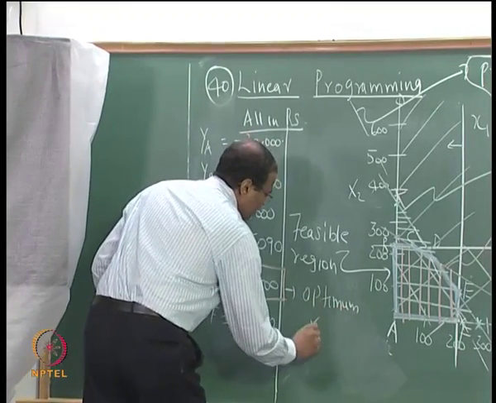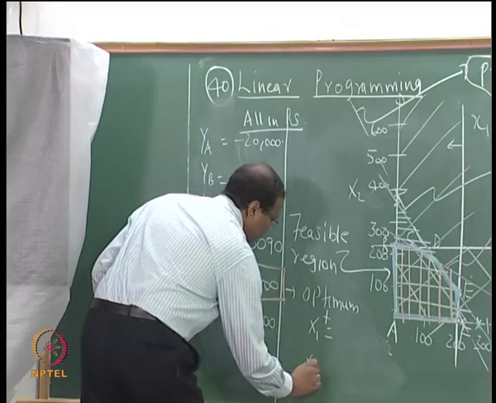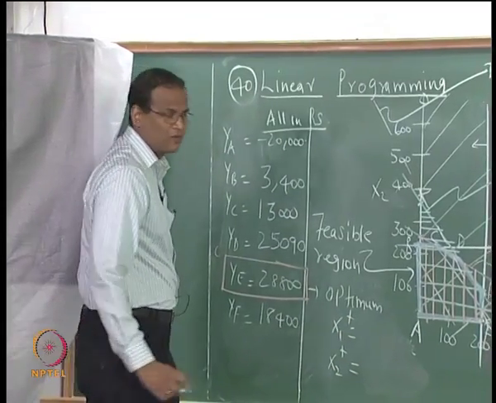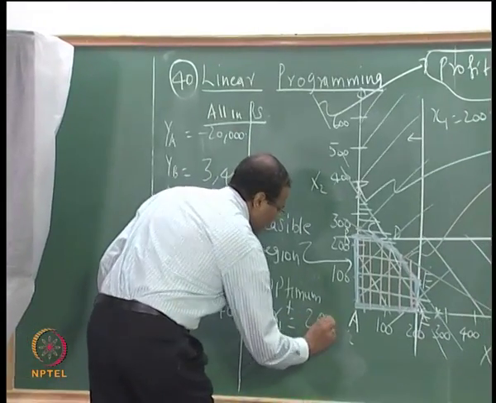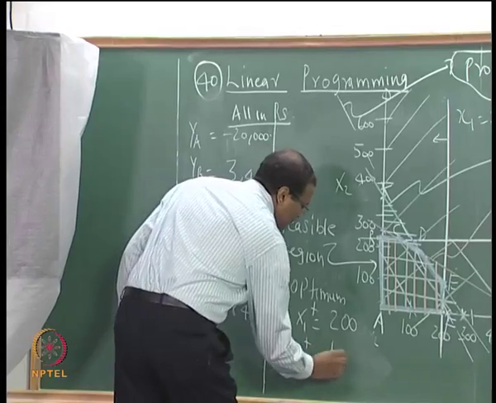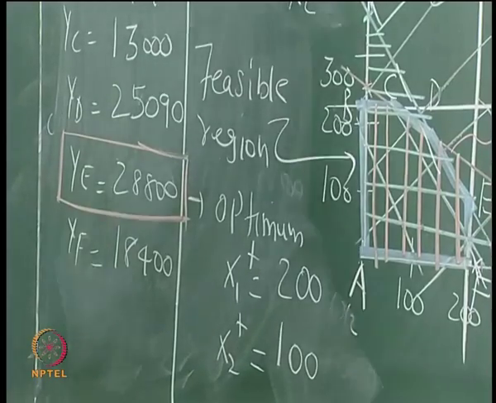At the optimum, what is x1? 200, 100 in appropriate units, kg per hour, right.